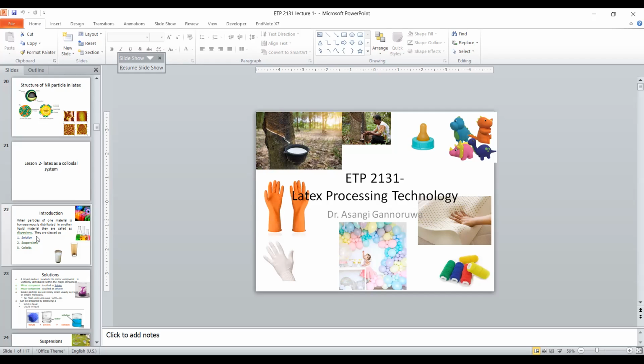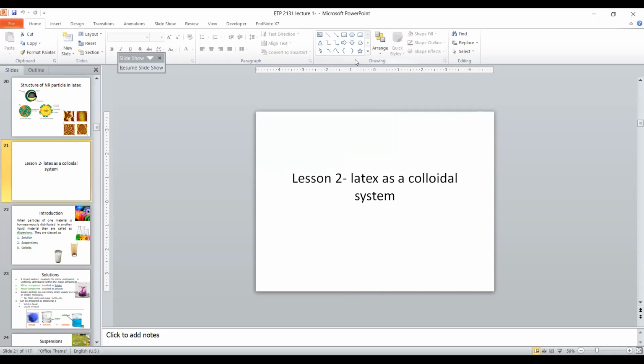So, to make it easy to understand any latex system, if you learn about natural rubber latex, we will first cover all the necessities of natural rubber latex and processing. Then we will move into synthetic rubber latex processing. Okay, so today we will be coming to lesson number 2, that is latex as a colloidal system.